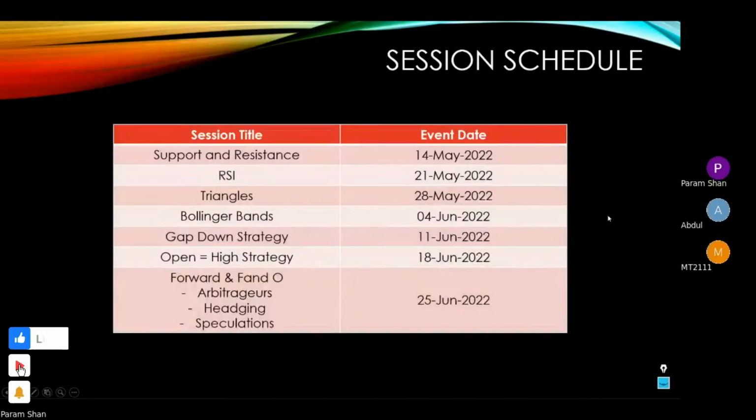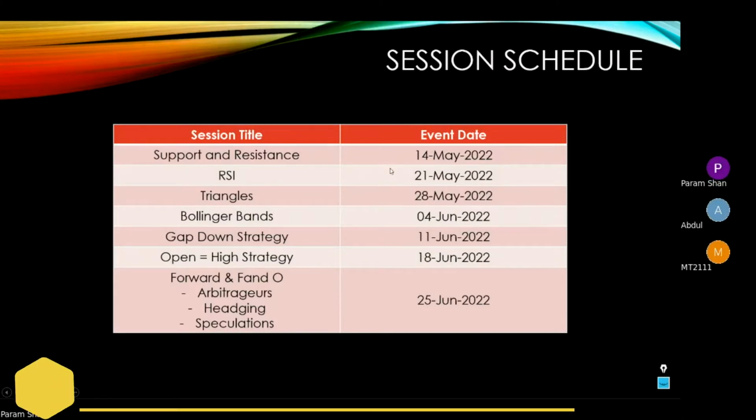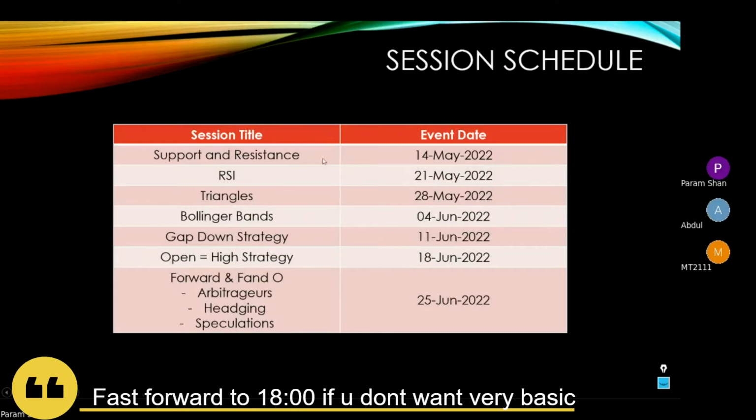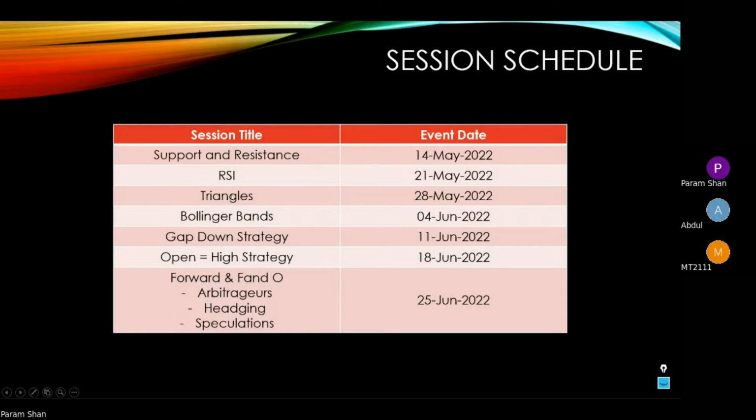Okay, so this is our schedule starting from today. This is what we are going to cover every Saturday. In this session today, we will be covering support and resistance, and next Saturday, RSI, triangles, Bollinger Bands. And then after learning these four, we will start using the strategy and try to understand how to trade on the equities. And then we will discuss what forward contracts and FNO are. In FNO, what arbitrage, hedging, and speculation are.